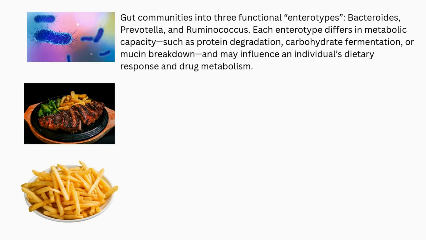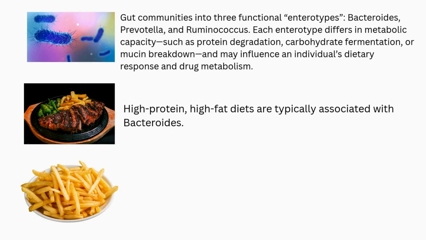The composition and dominance of specific enterotypes are shaped by long-term diet, genetics, and environment. High protein, high fat diets are typically associated with Bacteroides, while carbohydrate-rich diets favor Prevotella. These microbial networks are not just passive passengers, they interact dynamically with a host's immune and metabolic systems, forming a symbiotic foundation for nutrient absorption, immune development, and gut homeostasis.